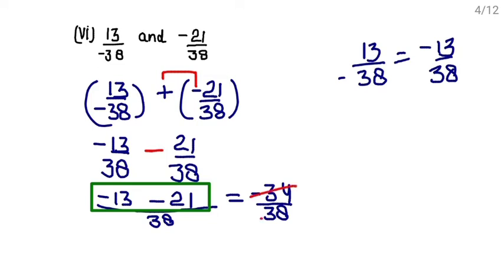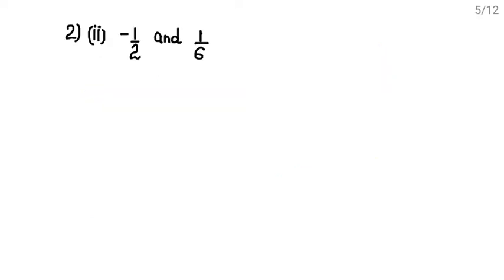Now this numerator and this denominator both are even numbers, so they are divisible by 2. 2 ones are 2, 1 is remaining, 2 sevens are 14, of minus sign. 2 ones are 2, 1 is remaining, 2 nines are 18. So this is minus 17 upon 19. This is your answer.